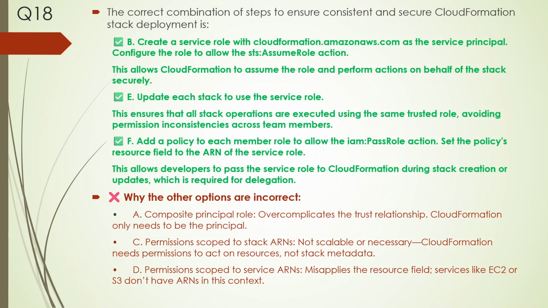What other options are incorrect? A composite role overcomplicates the trust relationship. CloudFormation only needs to be the principal. Permission scoped to stacks is not scalable or necessary. CloudFormation needs permission to act on resources, not stack metadata. Permission scoped to a service ARN misapplies the resource. Services like EC2 or S3 don't have ARNs in this context. Oh, that's why this is wrong.